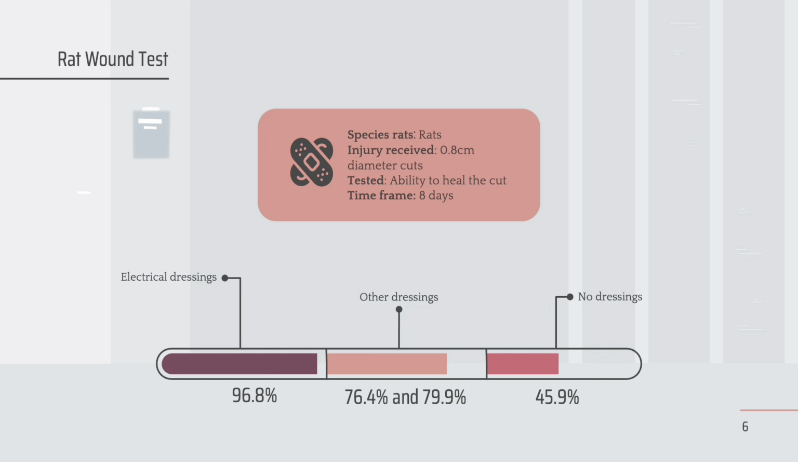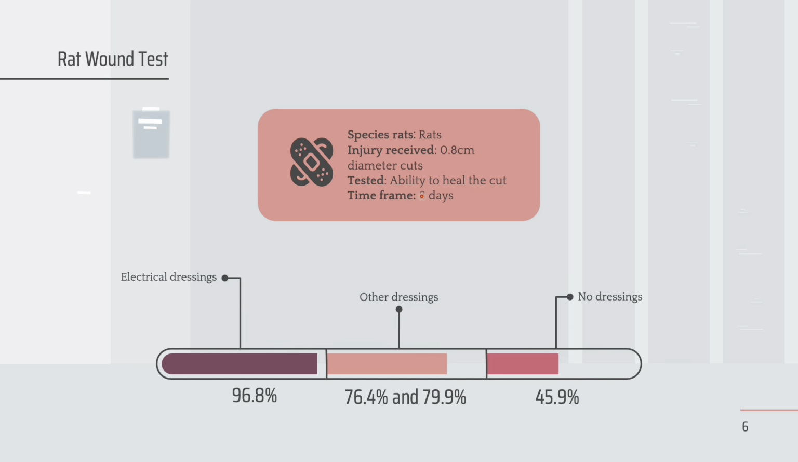The wound healing properties of the dressing were put to the test on around 50 rats. They anesthetized the rats before giving each either a 1 centimeter long linear wound or a 0.8 centimeter diameter circular wound, and then either applying the new electric dressing, applying a standard dressing, or leaving them to heal by themselves. We're going to focus on the rats that received the 0.8 centimeter diameter cuts.